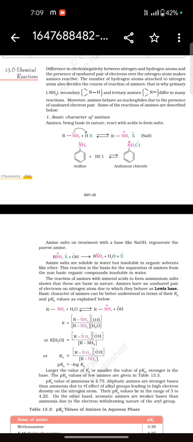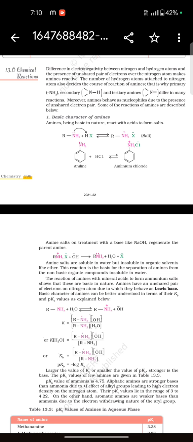RNH2 plus H2O gives, in a reversible reaction, RNH3 positive plus OH negative. K is equal to the product concentration upon the reactant concentration, that is, K equals [RNH3 positive][OH negative] upon [RNH2][H2O]. To find the value, K times [H2O] is equal to [RNH3 positive][OH negative] upon [RNH2], or Kb is equal to [RNH3 positive][OH negative] upon [RNH2]. pKb is equal to minus log Kb. The larger the value of Kb or the smaller the value of pKb, the stronger is the base.